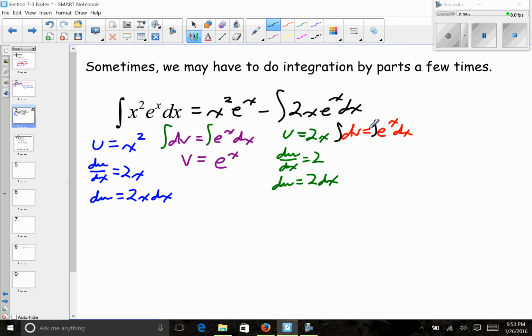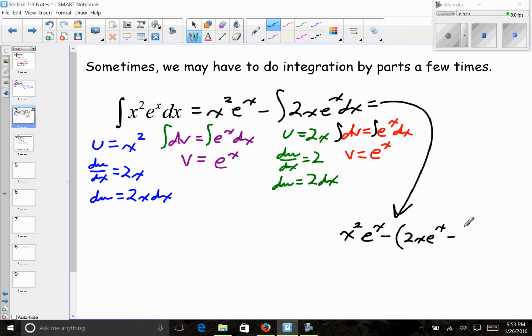Integrate to find out what v is. Well, v is the antiderivative of e to the x, which is still e to the x. So now, for this integral, I still have this x squared e to the x I started with, but now minus u times v for the new integral, minus the integral of v du. Please note that when I did the second integration by parts, I do have to keep that in parentheses because I'm subtracting all of that.